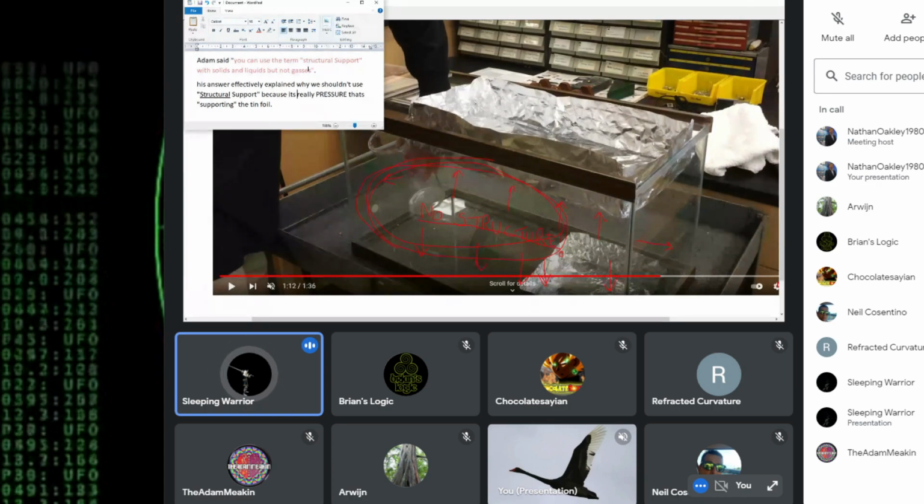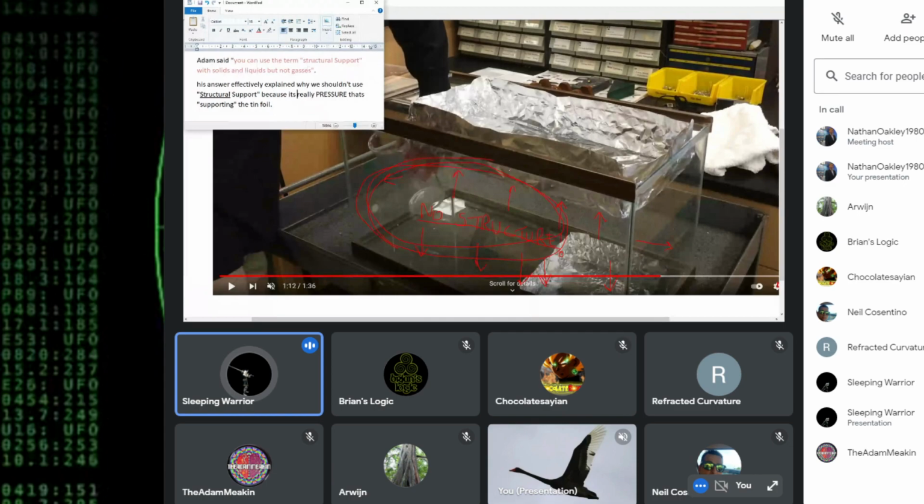Me and Chocolate challenged it because you can use the term structural support with gases because it appears to be supporting it with the structure of the gases. However, it doesn't go far enough, this is the elephant in the room. There's no structure with gases. There's no intermolecular bonding. So we can't use that term with gases. Yes, it describes what we see, but it's not enough in the physics because of the way gas molecules behave. So the only word that we can use really is pressure, because it's a force.